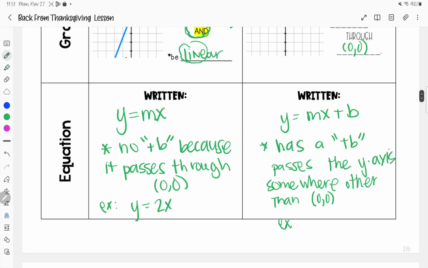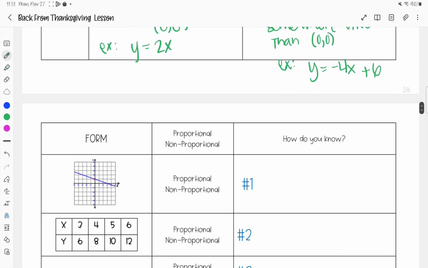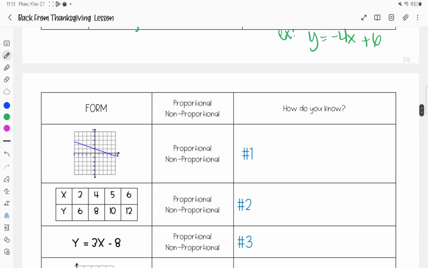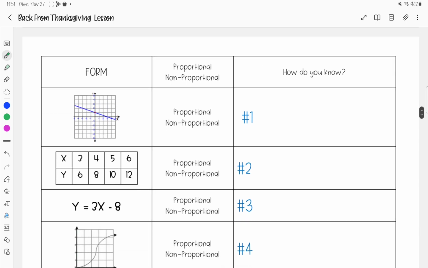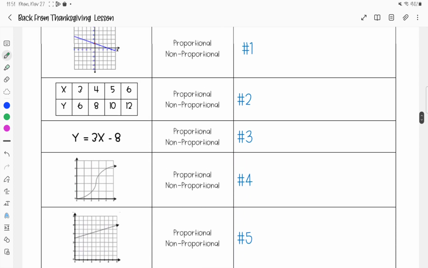An example of this one might be y equals negative 4x plus 6. So it starts by passing through the y-axis right there. So that's what our lesson's on today. What I want you to do is take some time and fill these in. I'll do 1, 2, and 3 with you, and then you're going to answer the rest on your own.